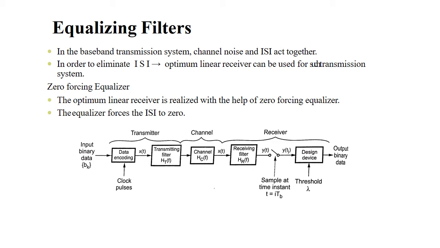So here we are using the input binary data b of k and clock pulses as given to the data encoding. Then it passes it to the transmitting filter. So here we are using three filters: one is the transmitting filter, the channel, and the receiving filter. These three parts will transmit the signal level, and it finally passes into the decision device, which will equalize the threshold level to 0 and give the output as the binary data output.